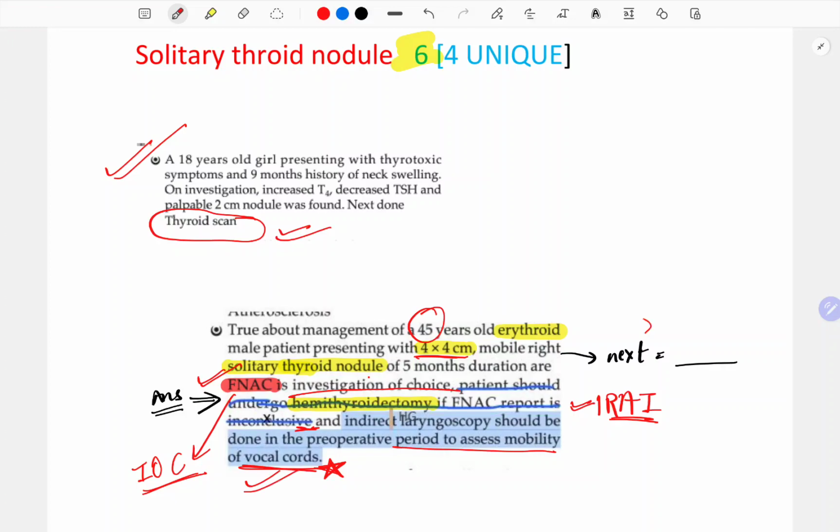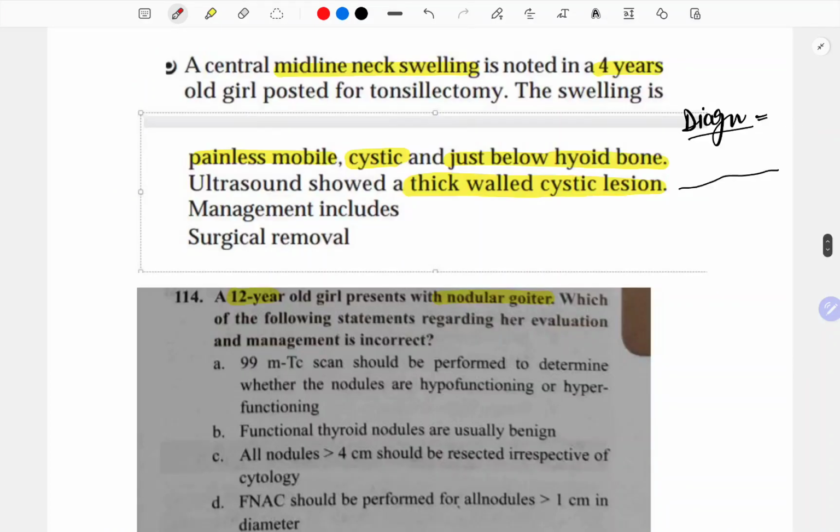Now I told you what the next investigation should be in such a case. See, it is a 4 centimeter nodule and the patient is euthyroid, that is, asymptomatic. So the next investigation you will order will be serum TSH. I told you from that table.